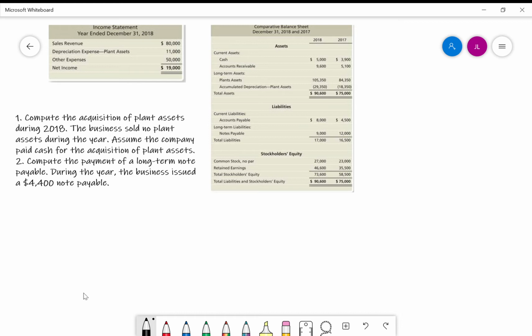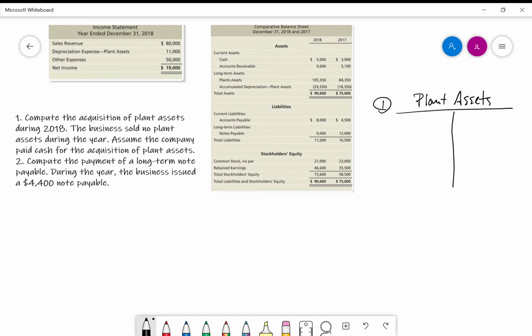of plant assets. So when we're looking at this, and this is part of our investing, this is long-term assets that we're dealing with. So for number one, a T account is a really helpful thing to use here. So I'm going to do a T account for plant assets.